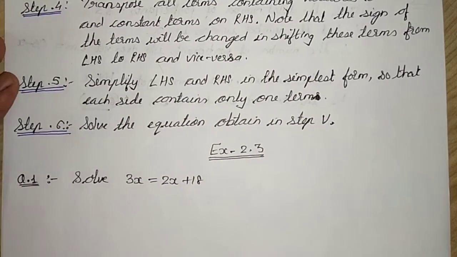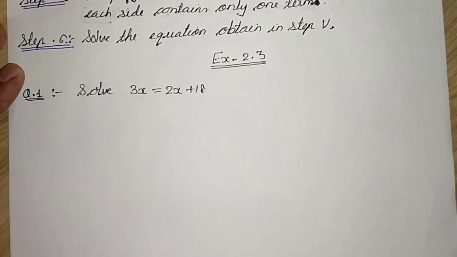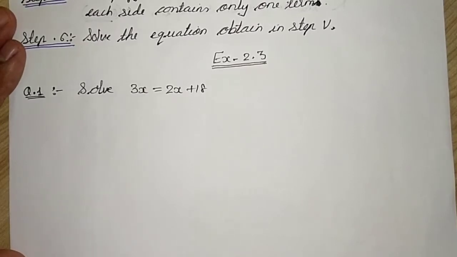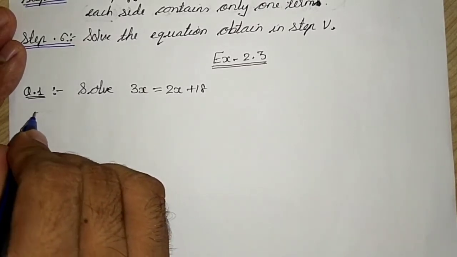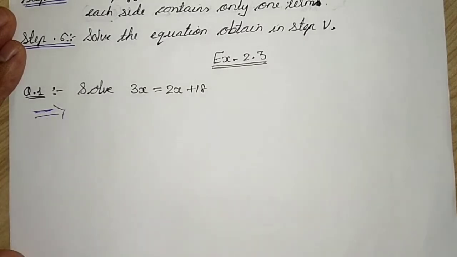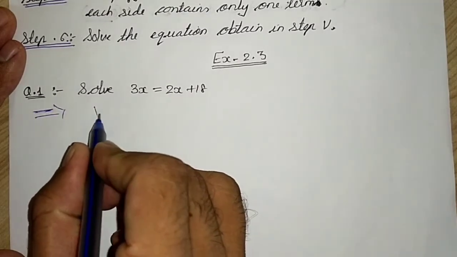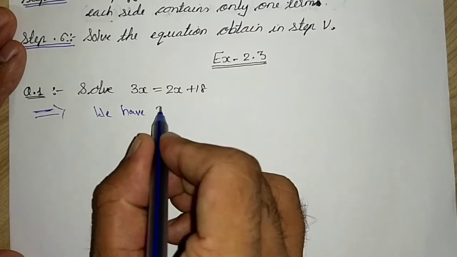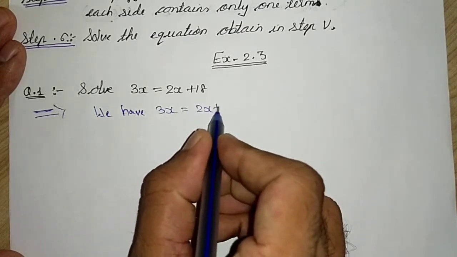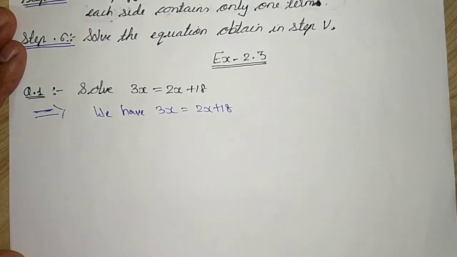So let us start. Exercise 2.3, question 1, it says solve 3x is equal to 2x plus 18. Step 1, we have 3x is equal to 2x plus 18. Step 2, identify the variable. Here the variable is x. Third step, simplify LHS and RHS to the simplest form. They are already in the simplest form.